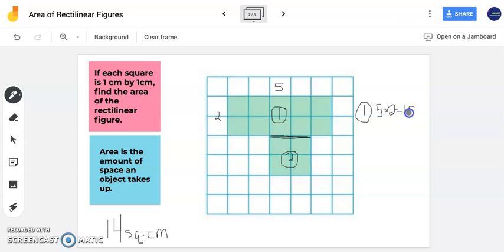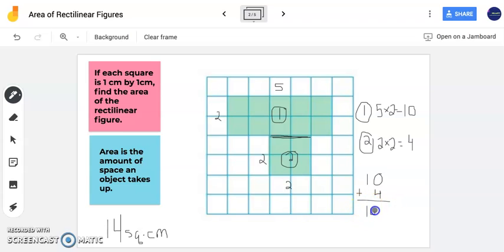And now I'm going to do the same thing to figure 2. So I'm going to look at my square and I see that one side is 2 units and my other side is 2 units as well. So I'm going to do 2 times 2, or side by side, and that gives me 4. But 10 and 4 is not my final answer. What I now need to do is combine figure 1 and 2. So now I'm going to do 10 plus 4 to find the area of this entire rectilinear figure.